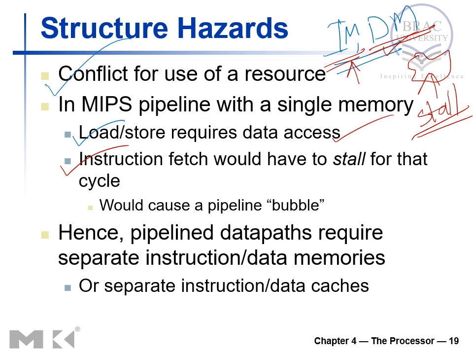So how can we avoid this scenario? This can be easily avoided by having a separate memory for instruction and a separate memory for data, physically separate memory for instruction and physically separate memory for data. This can be managed by instruction cache and data cache.